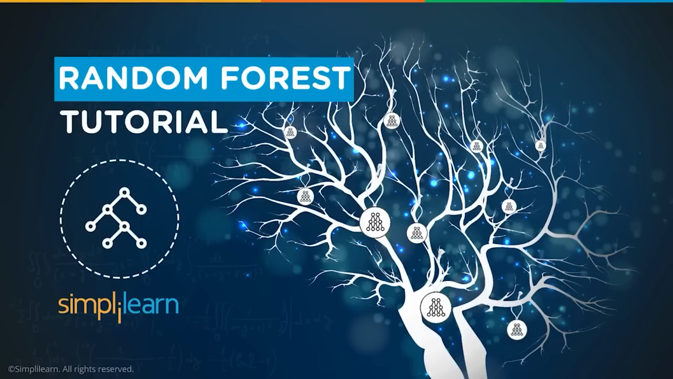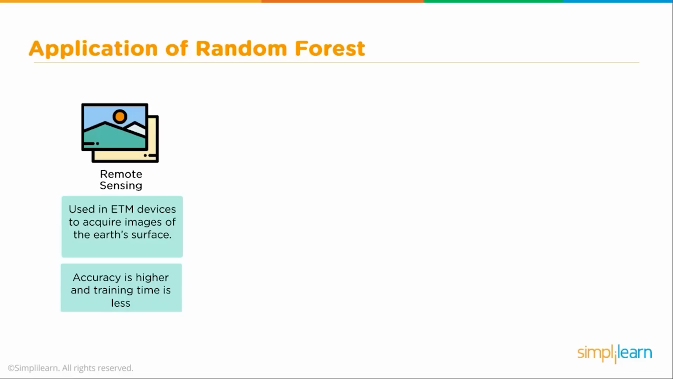Today we're going to be looking at random forest, one of the many powerful tools in the machine learning library. Before we dive into the topic, let's start by looking at a few of the uses for random forest. Currently today it's used in remote sensing, for example in the ETM devices. If you're a space buff, that's the enhanced thematic mapper they use on satellites, which see far outside the human spectrum for looking at land masses, and they acquire images of the Earth's surface. The accuracy is higher and training time is less than many other machine learning tools out there.